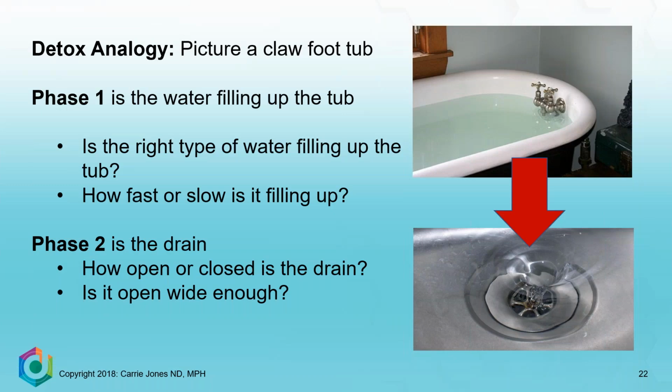So when we get into phase 1 and phase 2 detoxification, this is always the analogy that I use. It's always a clawfoot bathtub, and it's a pretty one because, well, I'm a girly girl, so I want a clawfoot bathtub. But imagine the water coming into your phase 1 bathtub is your phase 1 metabolites. So what kind of water is filling up your bathtub? Is it the right type of water?